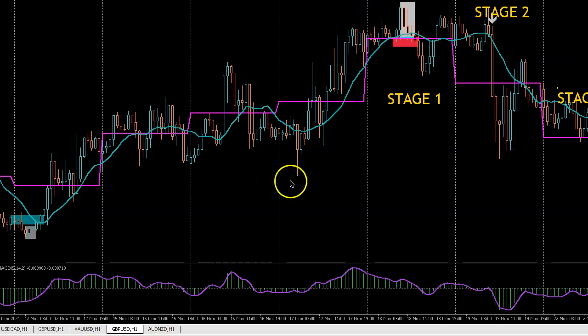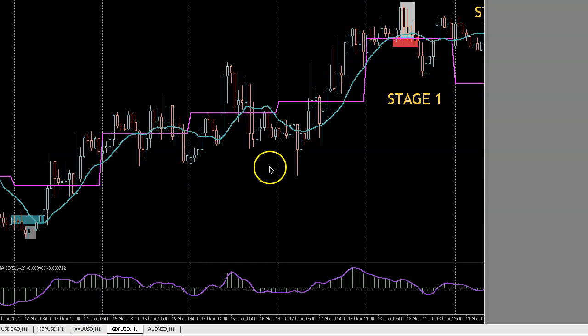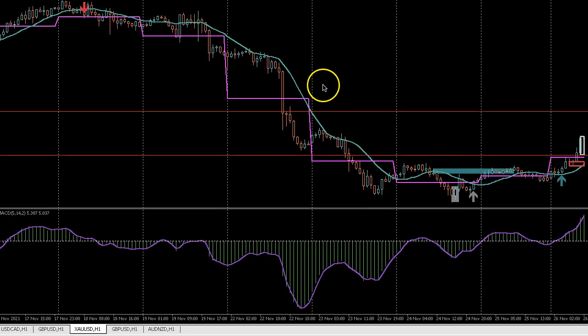So Australia and New Zealand gave us that idea, gave us that extra confirmation. Then what about gold? Let me talk about it in here. With gold, we also had stage 1, right?